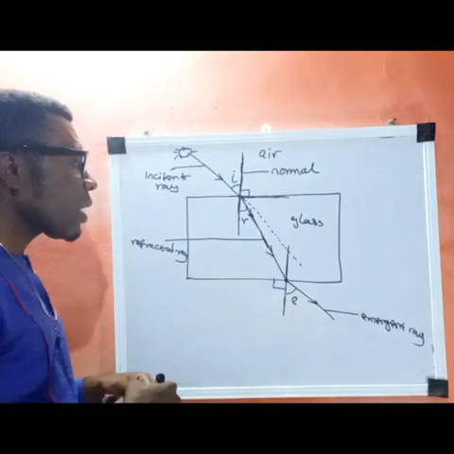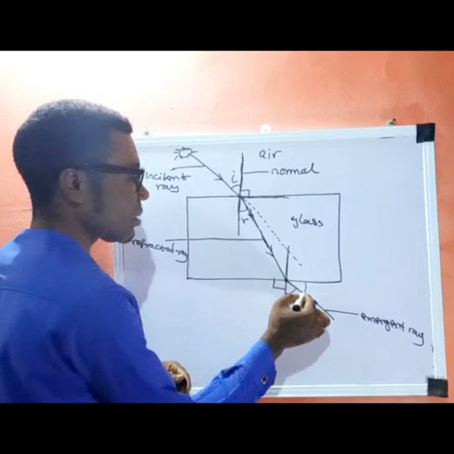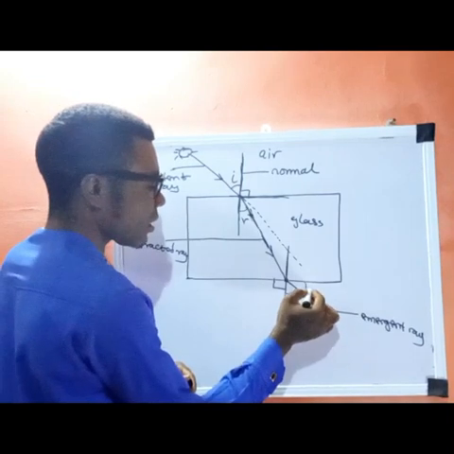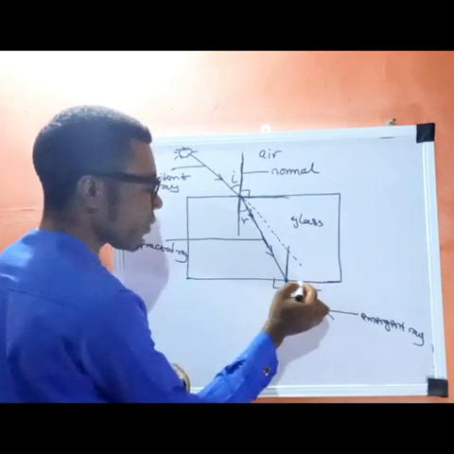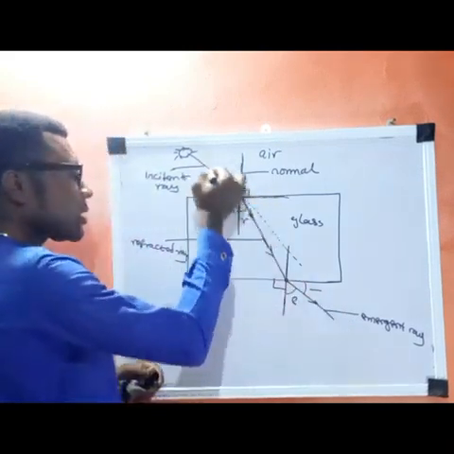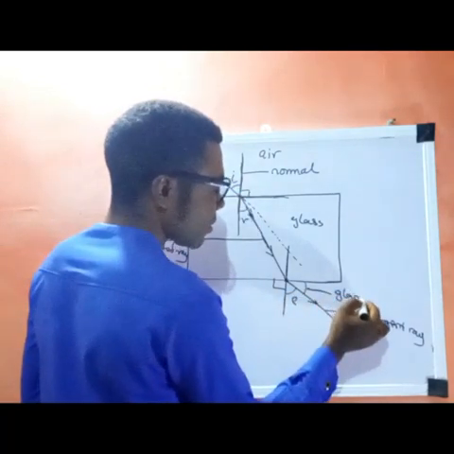Then we have another angle that we call the glancing angle. It is the angle between the boundary and the emergent ray, or between the boundary and the incident ray. We call it the glancing angle.